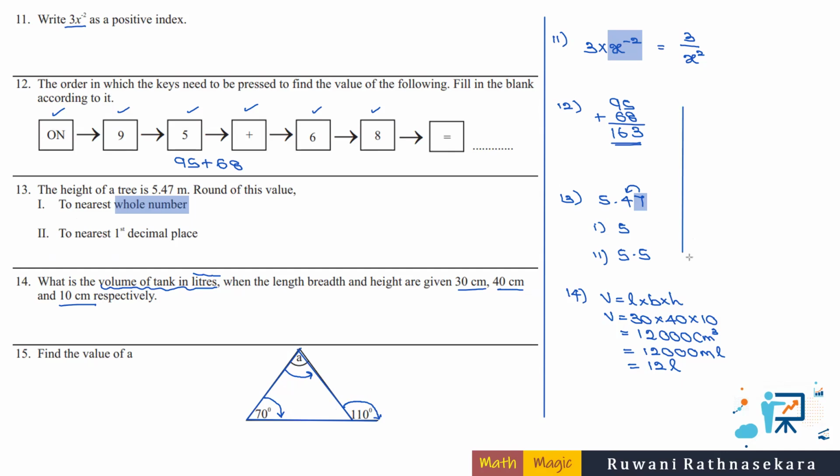Therefore, when you build up an equation for the 15th question, it should be the sum of A and 70 is equal to 110 degrees. Then you get A equals 40 degrees. Right. Now we'll see the last 5 questions of the first paper.